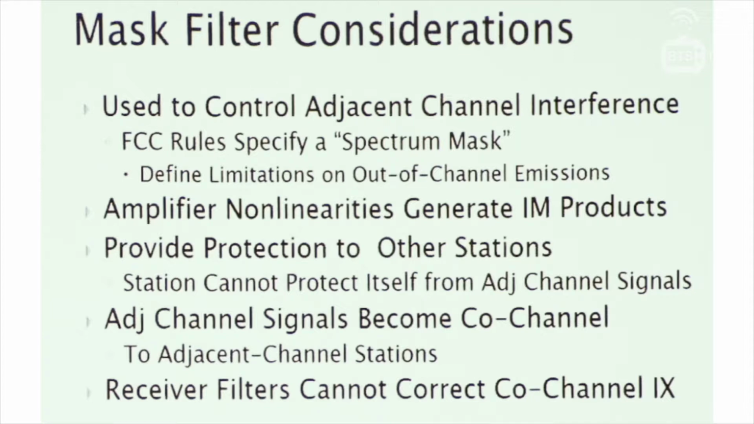The FCC rules, of course, specify a spectrum mask that defines limitations on out-of-channel emissions. And those emissions come from amplifier nonlinearities that generate intermodulation products. Basically, mask filters provide protection to other stations. They don't help the station itself, they help your neighbors.